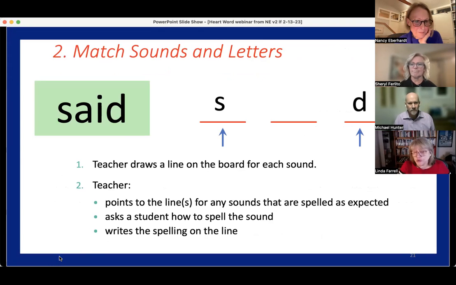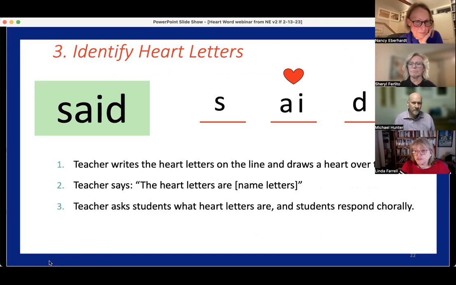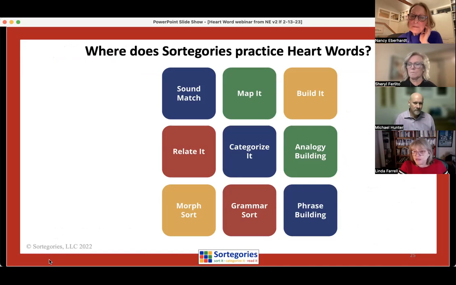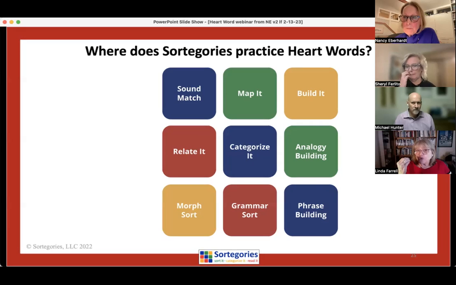Sheryl, I don't know the read spell method. I don't know of anybody who's done research on this way of teaching heart words. But what I will say is because it's phonics based, it fits closer to the research than anything that is totally relying on memorization. And I don't think that can be in dispute.